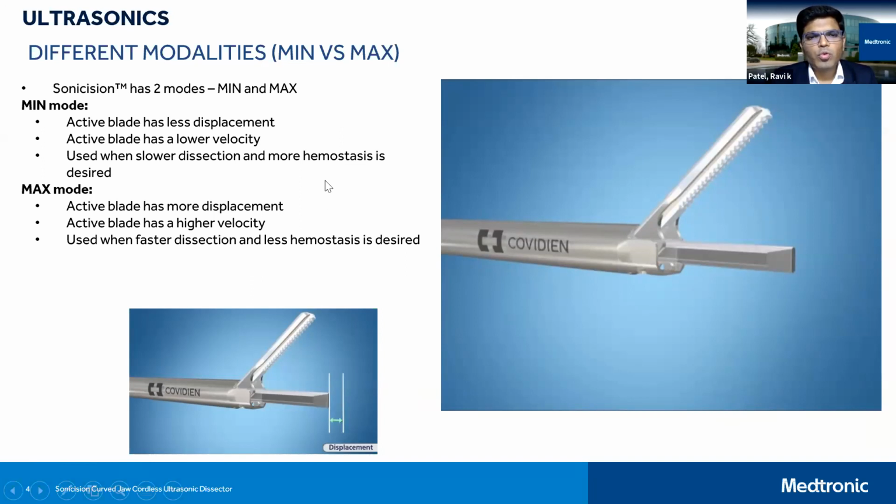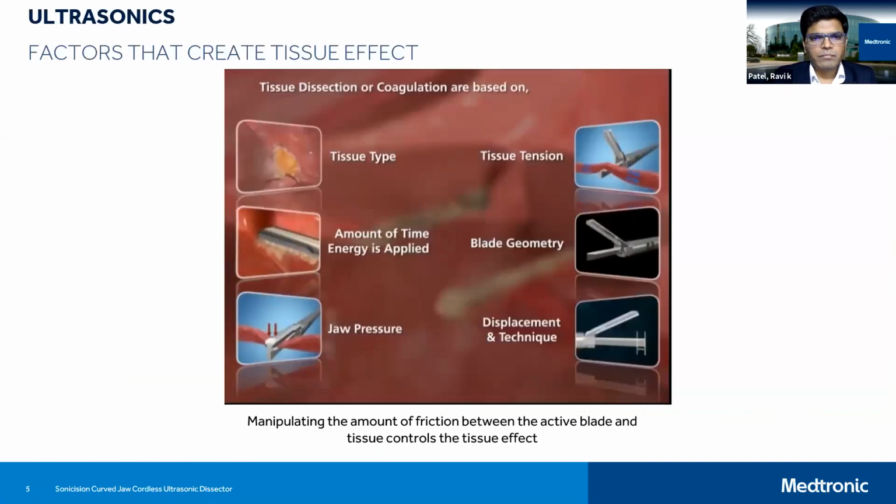So whenever the surgeon wants to coagulate tissue and doesn't want faster dissection, they will use the first position, that is minimum mode. And whenever the surgeon wants more dissection, faster dissection and lower coagulation, they will use the maximum mode. That's how the minimum and maximum energy modes are decided. Display.